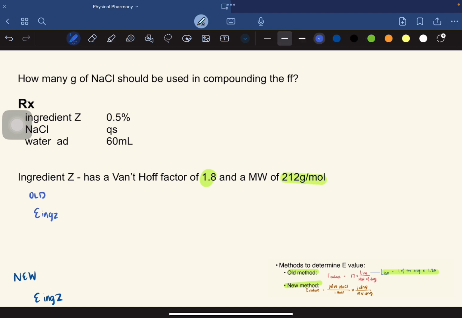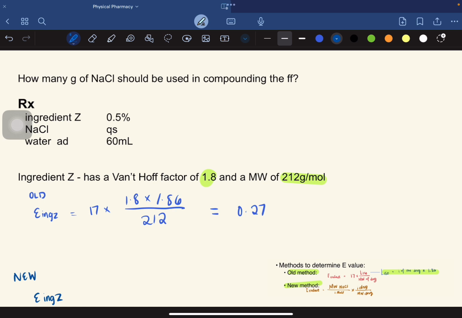So the E value is not given, so therefore we will first have to solve for that. So let's practice with the old and the new method. The E value of your ingredient Z would be 17 times Li of the drug over its molecular weight. Remember, the Li of the drug is the Van Hoff number of the drug times 1.86 over the molecular weight, which is 212 grams. If we compute this, we will get 0.27.